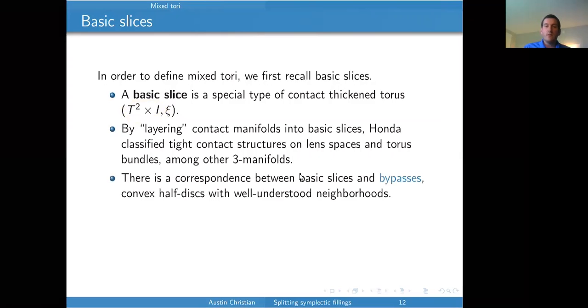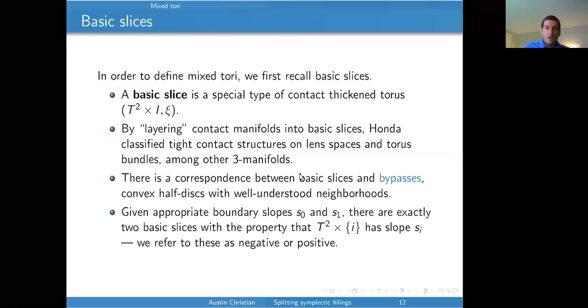Some of the salient points about them are that, well, basic slices have some correspondence with bypasses, which is another word I'm not actually going to define. But the point here is that we understand the Reeb dynamics. We understand the contact geometry in general pretty well within a basic slice. And then if we have two boundary slopes, by which I mean the slopes of the dividing curves of the boundaries of this thickened torus, if these boundary slopes admit a basic slice, then they admit precisely two. One of them is positive and one of them is negative.